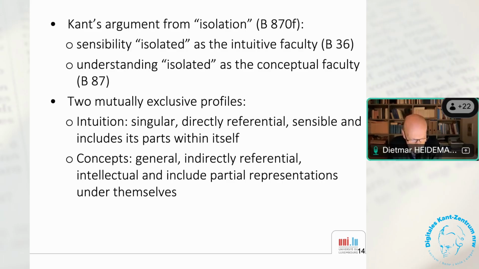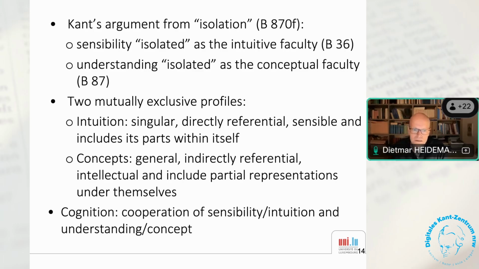And I think that these mutually exclusive profiles simply show that the transformative account of rationality in Kant does not work out. Sure, there is the cooperation of sensibility and intuition and understanding and concept, but that cooperation, which must be there in order to arrive at cognition, does not mean that intuition or sensibility is somehow transformed, because that's simply not possible in Kant.